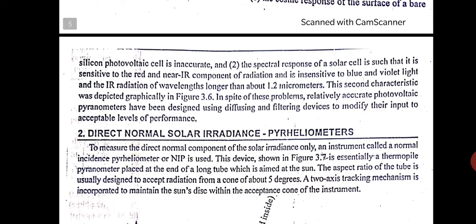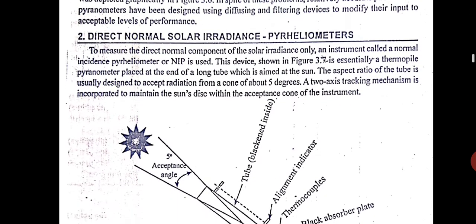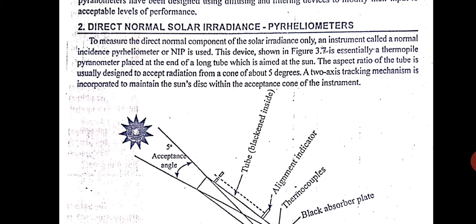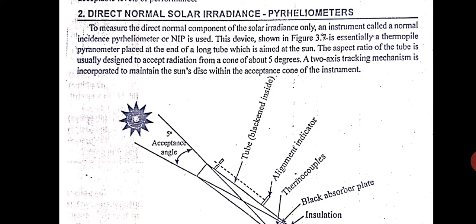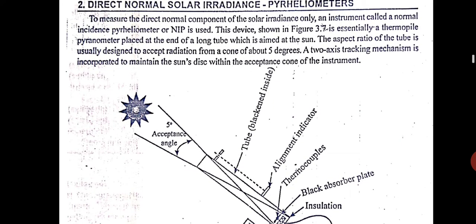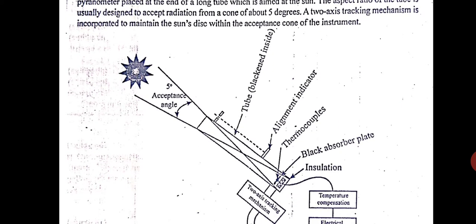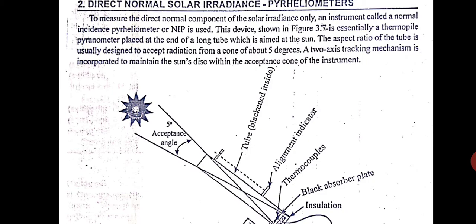So next we will see pyrheliometers. In the pyranometer, what we have seen, the pyranometer is used for global radiation, that is beam radiation as well as diffuse radiation. But if you are just interested in direct beam radiation only, I am not interested in diffuse radiation, then there is a device called a pyrheliometer. You can see it is nothing but a long tube, okay, which will be aimed at the sun, and again it will have a tracking device because the sun will be moving, no? So it will have a tracking device.